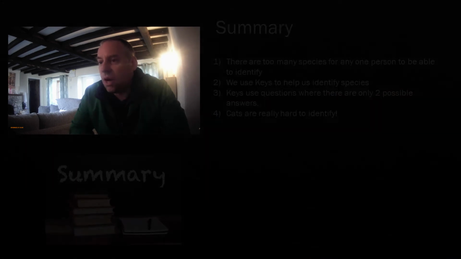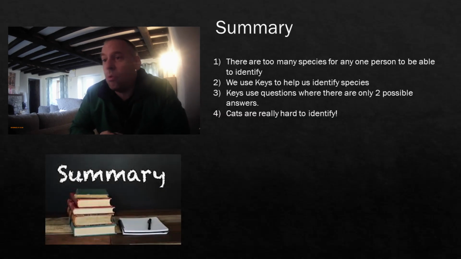So, summary. This is what we have done today. There are far too many species for one person to identify on their own. They need a tool in which they can use to identify those species. The tool we use are keys, and the ones I've showed you today are called dichotomous keys, which use a question where there are only two possible answers. I've also discovered through this that cats are really hard to identify. I could have put loads more on. That would have made it really hard.